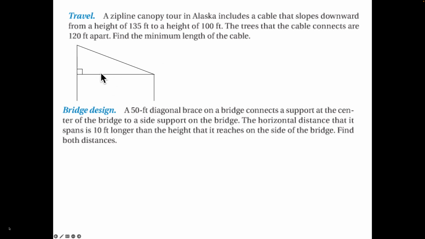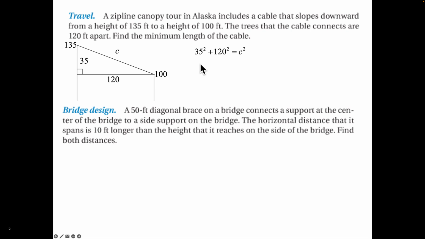So we're looking at a right triangle here. To label this, the first tree is 135 feet tall, the second tree right here is 100 feet tall. They're skinny trees. These trees are connected 120 feet apart. Okay, what's the length of my cable? Well, if this is 135 feet tall and this is 100 feet tall, if I subtract 100 from 135, this side of my right triangle is 35. This is my hypotenuse C.